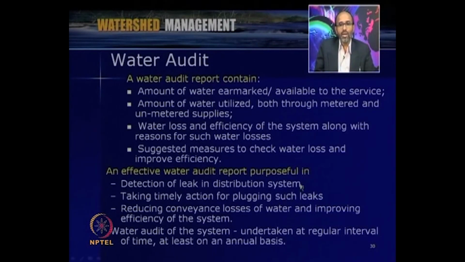So, by studying the various aspects we can come up with an effective water audit report. An effective water audit report may contain detection of leaks in distribution systems, taking timely action for plugging such leaks, reducing the conveyance losses of water and improving the efficiency of the system. And water audit of the system should be undertaken at regular intervals, for example at least on an annual basis, which is very essential, so that we can go for better water conservation.